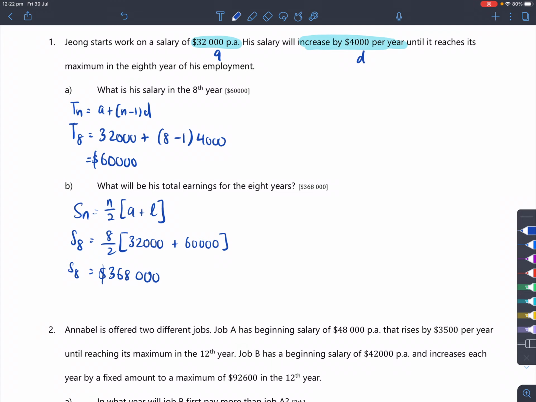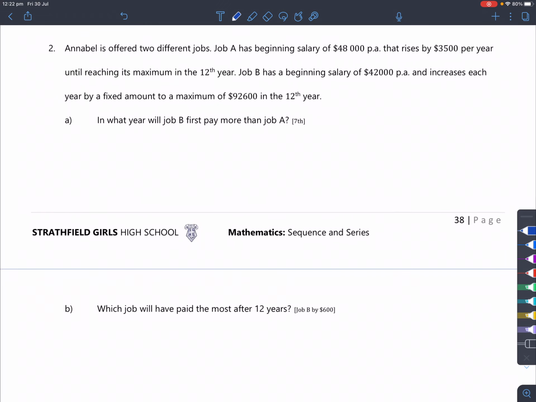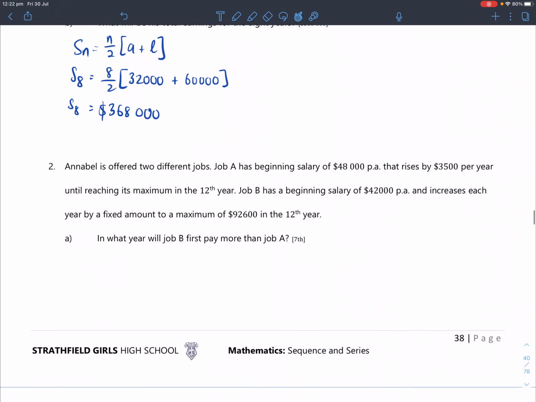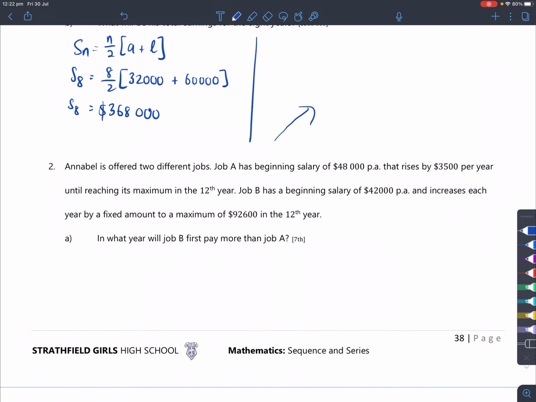All right, Question 2. Now, I'm going to start writing on this side, because I just realized that I should have given more space here. So you can write on that side if you have printed it.